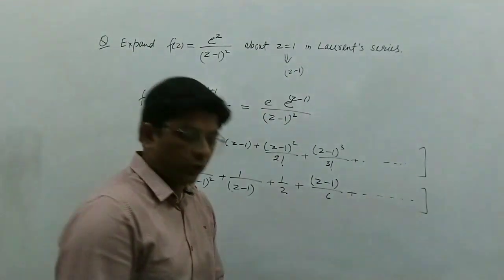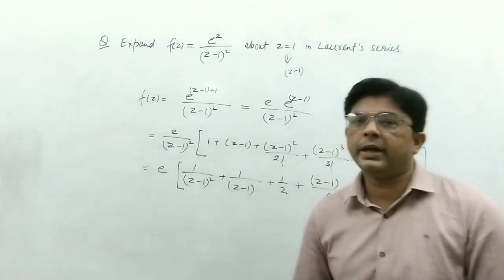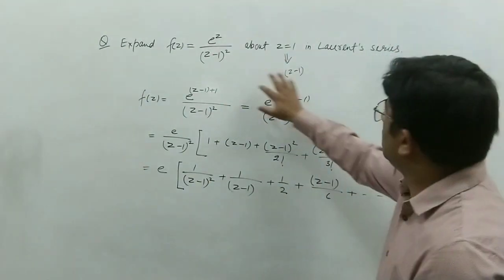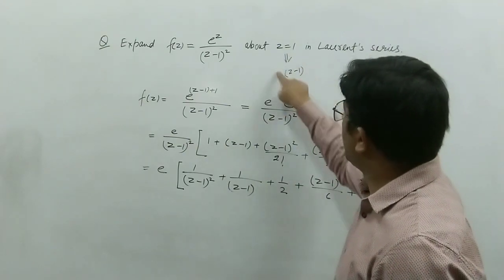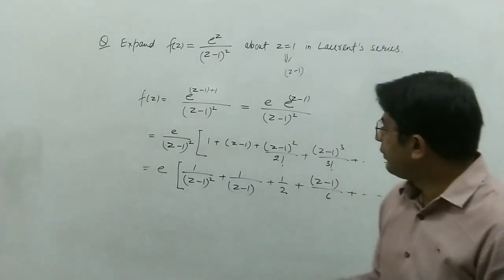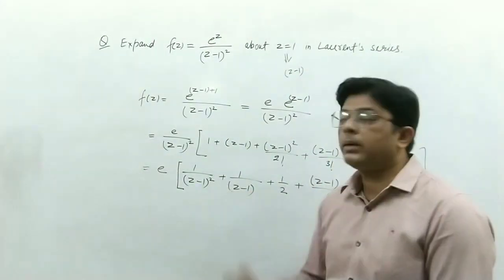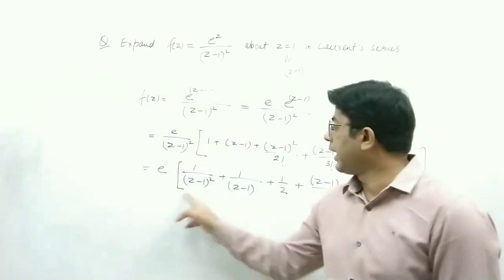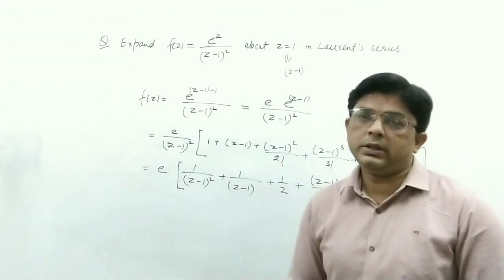Because in a Laurent series we should have a combination of positive and negative powers of the term in which we have to expand. Here we have to expand about z equal to 1, that is, we should have powers of z minus 1. If the positive terms are not there it can still be Laurent, but for a Laurent series the negative terms must be there. Without negative powers, the series cannot be a Laurent series.